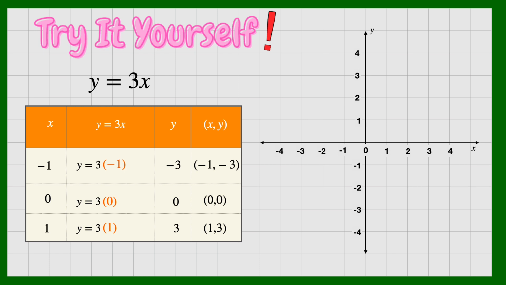The last step is to plot the ordered pairs on the graph and then connect them with a line. And remember, this line represents all the possible solutions for this linear equation y equals 3x.